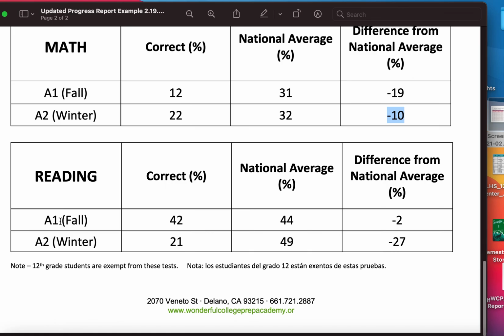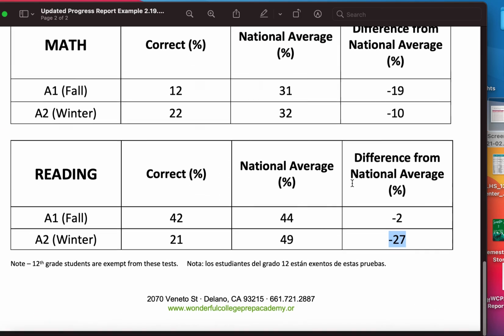Then for the reading, same thing. We can look in the fall. Student got a 42%, which is pretty good. National average was at a 44. Student was only 2% below the national average. But if we skip ahead to winter, now the student only got 21%. The national average was 49%. So the student was now 27% below.